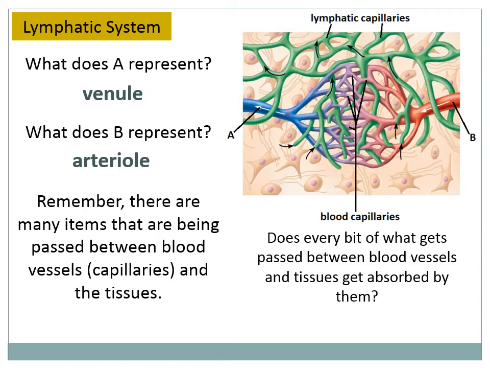So remember, we have many items that are being passed between blood vessels, which are the capillaries, and the tissues, right? We have things like oxygen, carbon dioxide, sugar, water, all that fun stuff, along with things like germs and waste. So we have quite a few things being passed. Do you think that every bit of what gets passed between the blood vessels and tissues gets absorbed? No, absolutely not. And why that's important, we'll find out pretty soon.